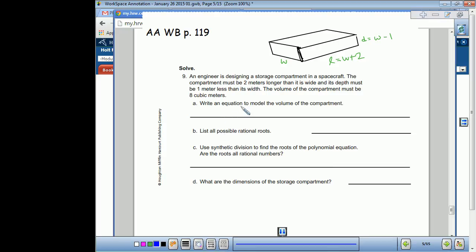All right, write an equation to model the volume of this compartment. So volume of a box is length times width times height. W times W plus 2 times W minus 1. But it says that the volume must be exactly 8 cubic centimeters. So what can we set this equal to? 8. And so if we set this equal to 8 and we wanted to solve this, what we have here is a cubic function, don't we?